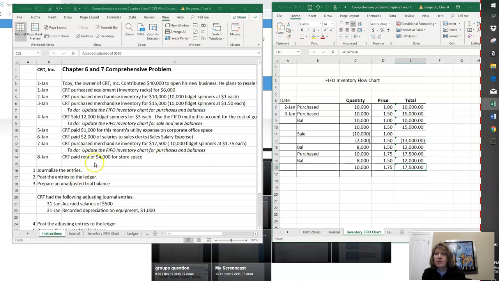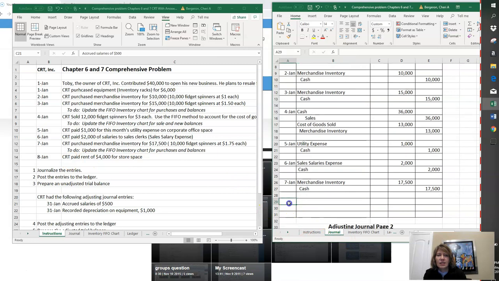All right, and now I'm ready to do January the 8th, so I'm going to go back to my journal. And January the 8th says that I paid rent for $4,000 for store rent. So that is rent expense and cash for $4,000.